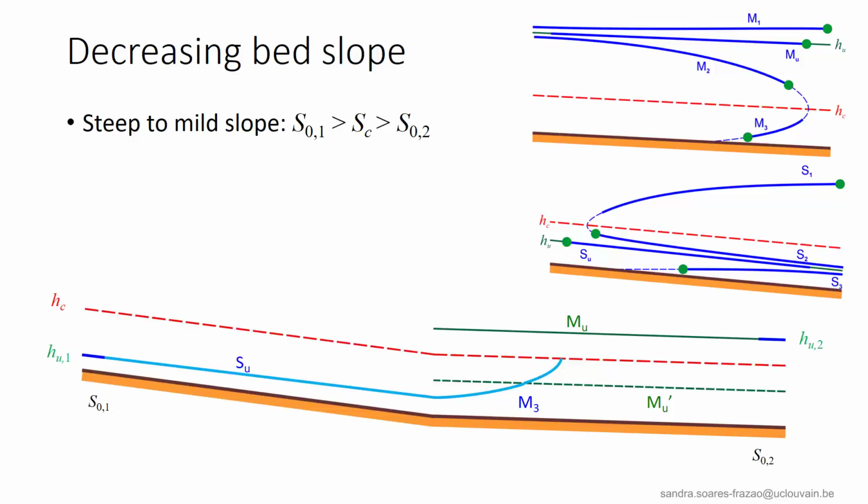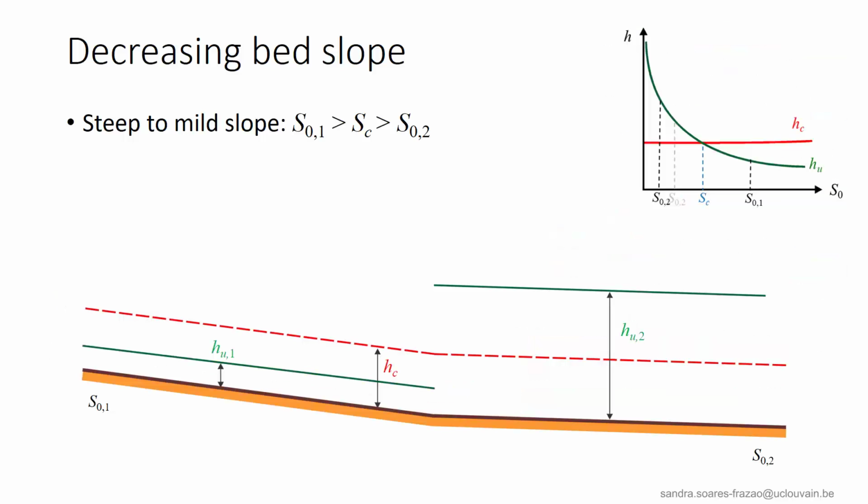Assuming now a hydraulic jump in the downstream reach, we calculate this M3 profile, starting from HU1. This M3 profile crosses the MU' curve here, and this intersection indicates the position of the hydraulic jump. So the final flow profile in the channel is as illustrated. A SU profile followed by a M3 profile in the mild slope reach, and then a hydraulic jump to connect with the uniform flow MU.